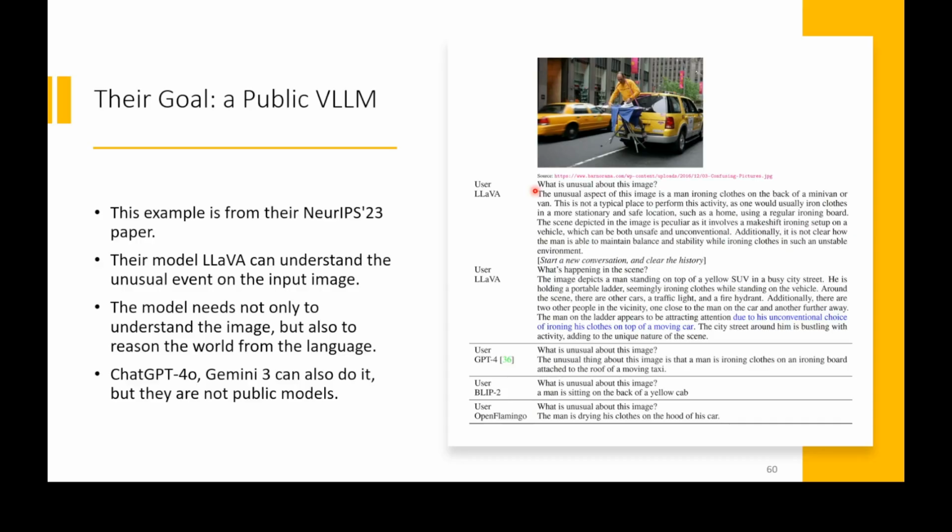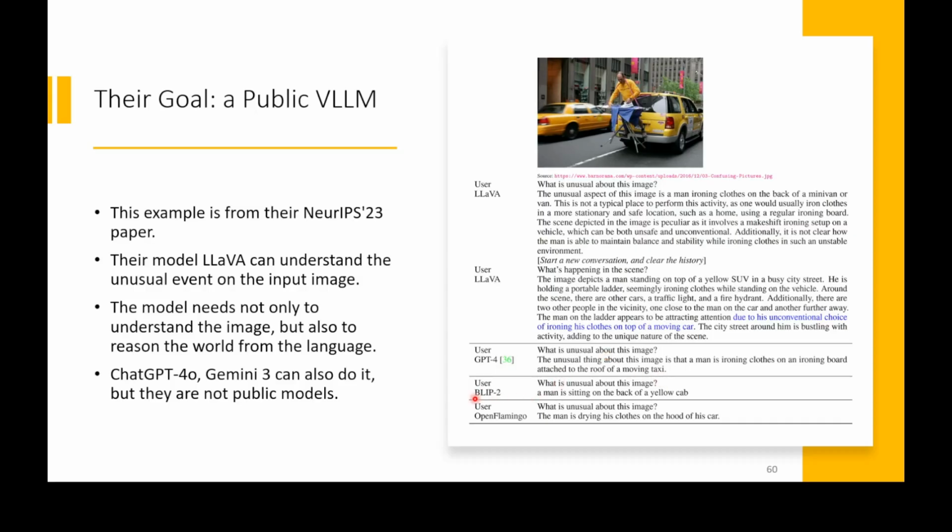And in 2023, there are some competitive visual language models. ChatGPT-4 will generate this sentence, pointing out what the unusual part is: there's a man ironing clothes on an ironing board attached to the roof of a moving taxi. Is it correct? Yes, totally correct. But can it explain why it is unusual? No. So that's the difference.